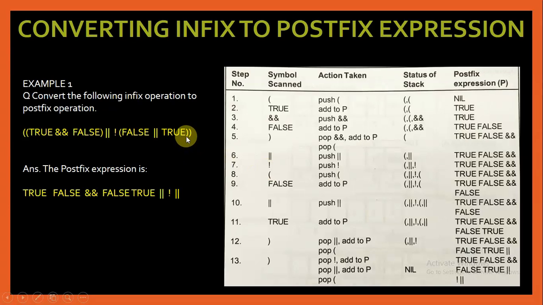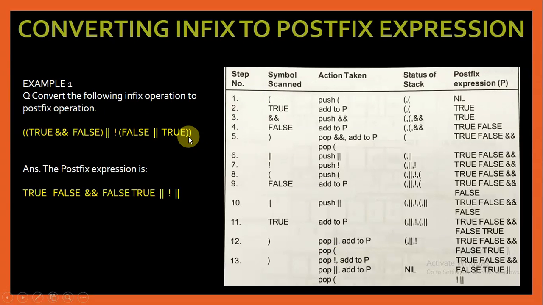Now the next scanned symbol is right parenthesis. You can see here right parenthesis. So when the right parenthesis is encountered, we will start popping from the stack until the left parenthesis is encountered in the stack. You can see here the topmost element is an OR operator. So this will be popped and this will be added to P. Now the next is the left parenthesis itself. So this will also be popped from the stack, but this will not be added to P.